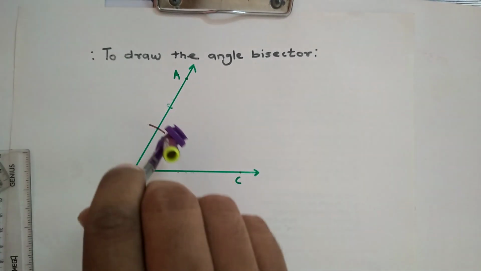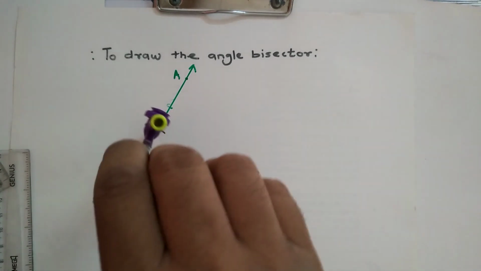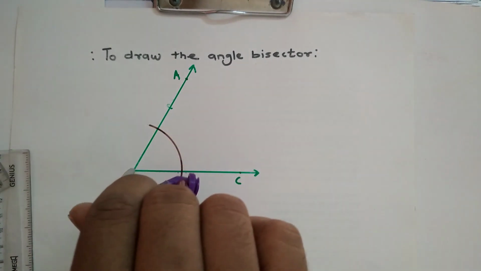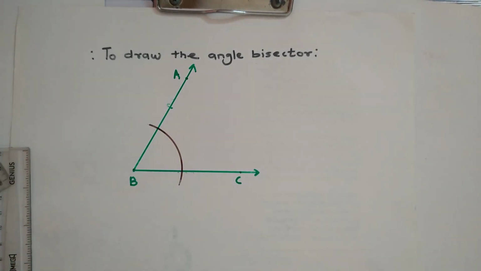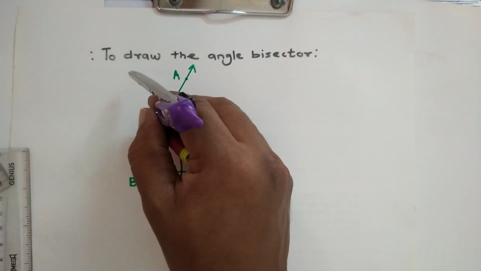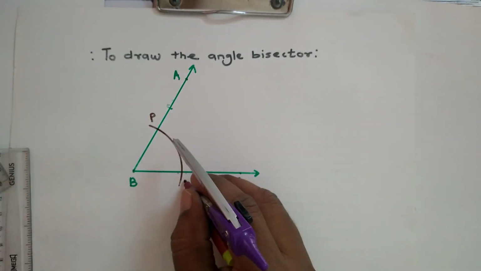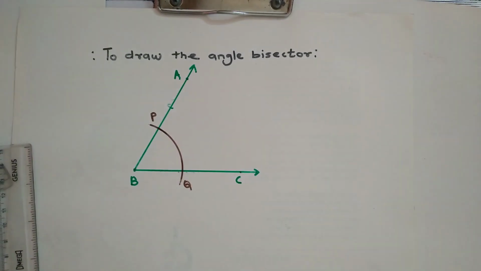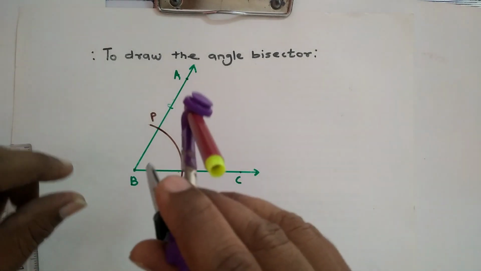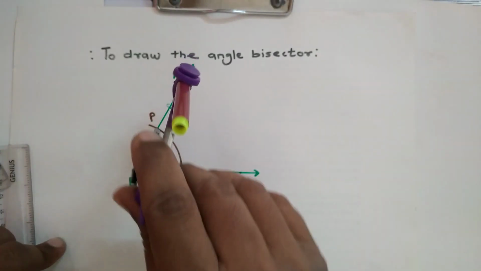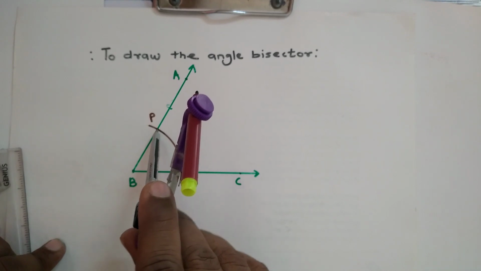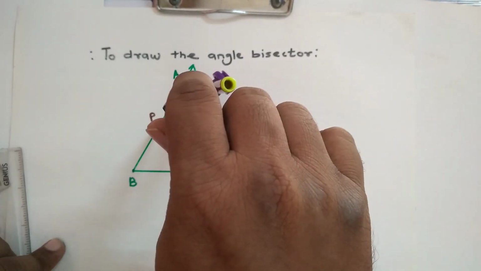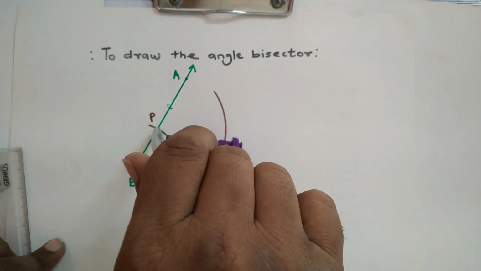You can draw the arcs like this, or you can draw the arc completely like this, and name this point of intersection as suppose point P and point Q. Now again place the pointer at point P and draw an arc in the interior of angle ABC. We can change the distance here in the compass, and now we will place the pointer at point P and draw an arc in the interior of angle ABC from point P.